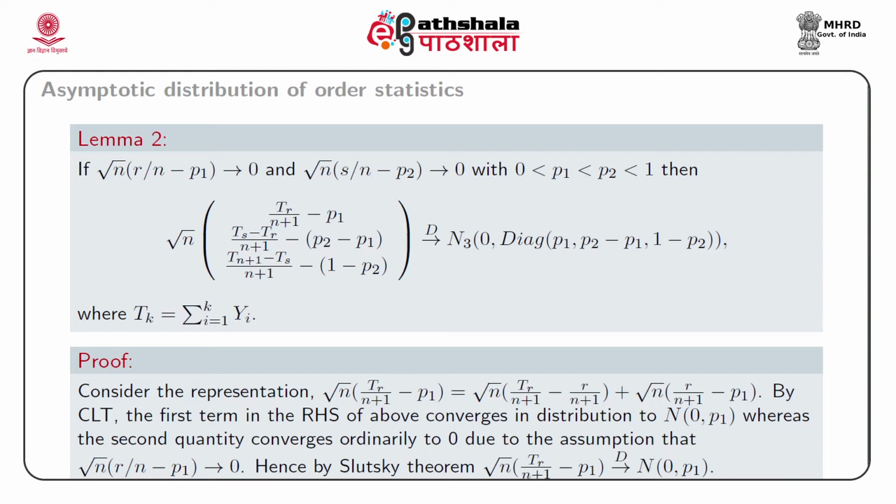In a similar way, the other convergences can also be proved using the central limit theorem for IID random variables in combination with the facts that square root of n multiplied by r by n minus p1 tends to 0 and square root of n multiplied by s by n minus p2 tends to 0 as n tends to infinity.